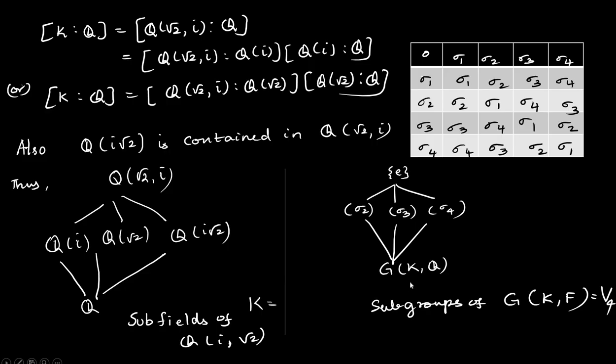And coming to this, this is Klein's 4 group. The subgroups will be the subgroup generated by sigma 2, generated by sigma 3, and generated by sigma 4. So now which one will correspond to what? These are the subfields. We need to find the subfields of K, and we need to find the subgroups of G(K/F). Both we have got. So which one corresponds to what? That we can see.